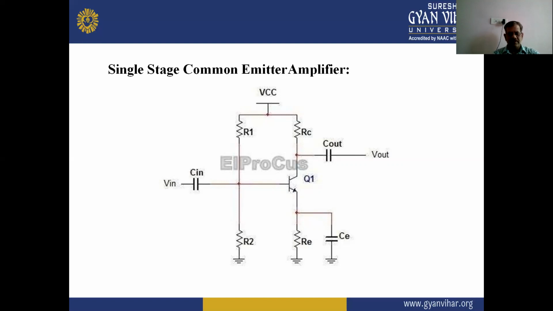In this circuit diagram, we apply the input to the base through the capacitor C in, and we measure the output at the collector terminal. That is the output of this single stage common emitter amplifier. There are also two resistances, R1 and R2. These are the biasing resistances, and RC is the collector resistance, and RE is the resistance across the emitter terminal. Also, C is the bypass capacitor across the emitter resistance, and that capacitor is used to bypass the signal in this circuit diagram.